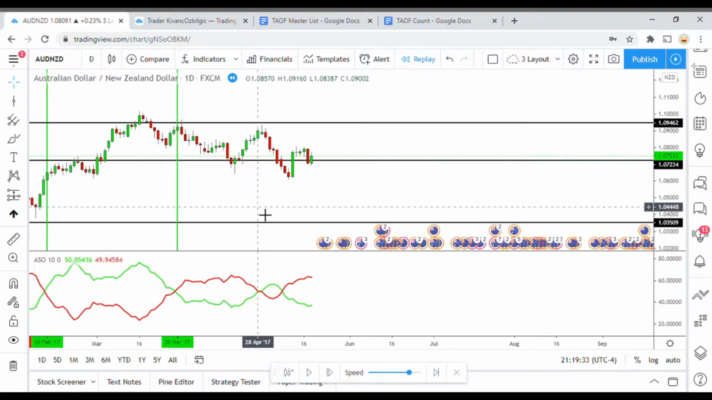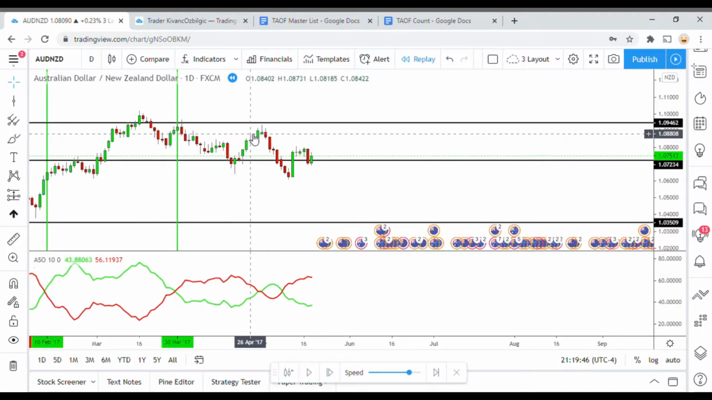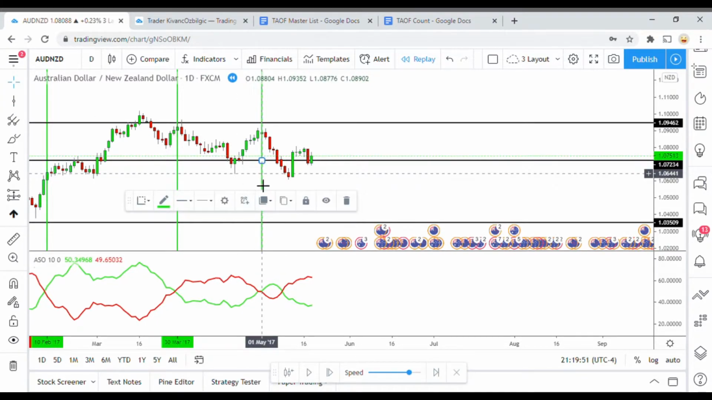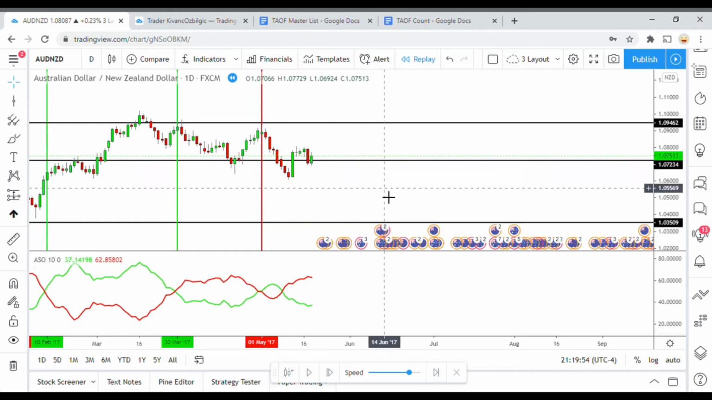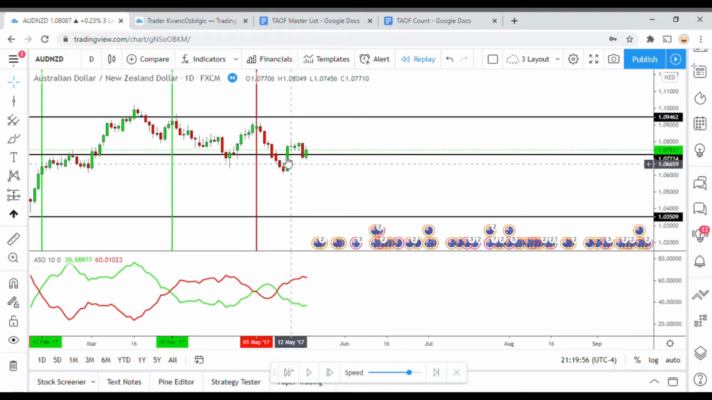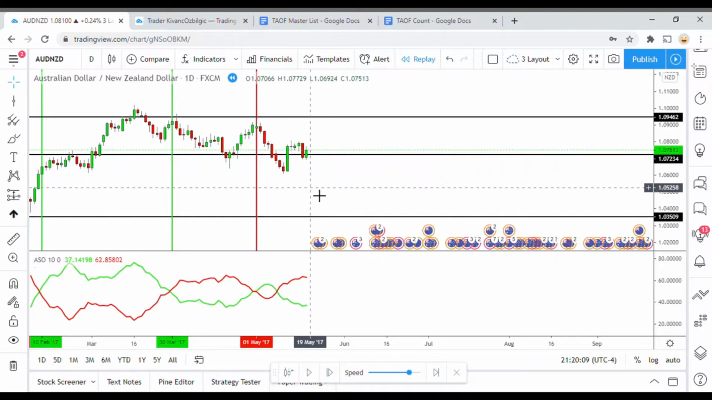Alright, so let's see, we picked up a signal right here. Yep, a long signal right there. And unfortunately, it did not get us to take profits. So that would have stopped us out. And like I said, it had a decent pullback, but wasn't able to really take off.